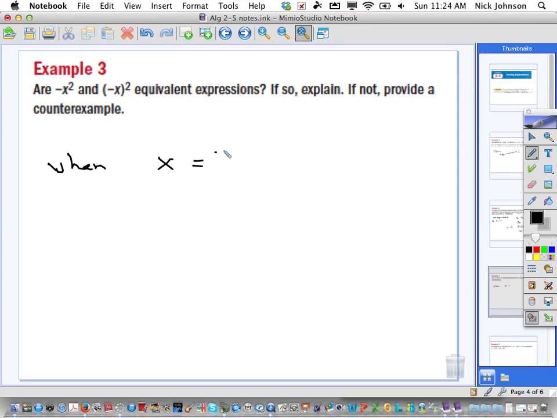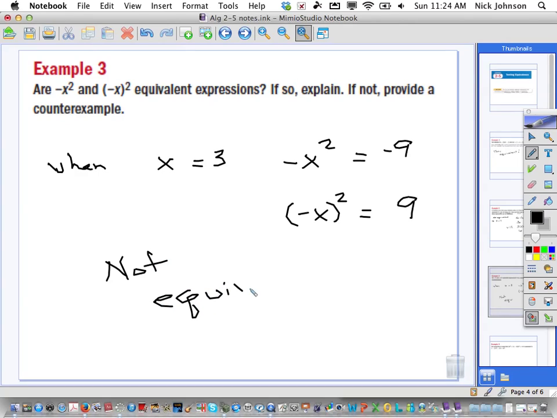So, what you can say is, when x equals 3, a negative x squared equals a negative 9, and the quantity negative x squared equals a positive 9. And there's my counterexample stating that those two things are not equivalent.